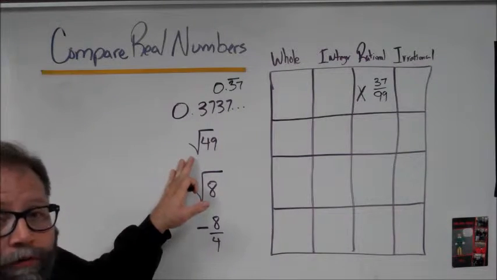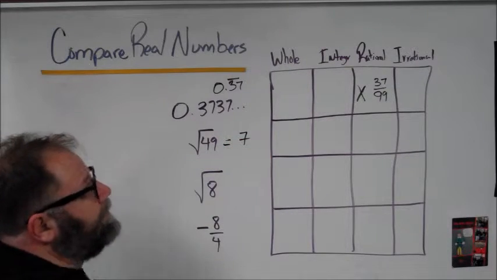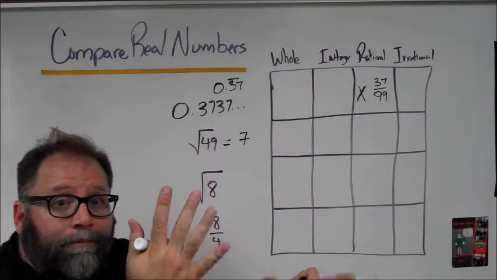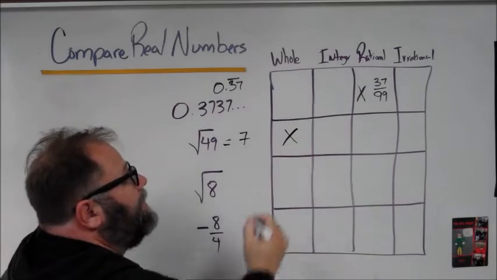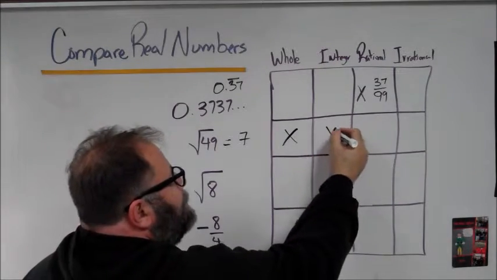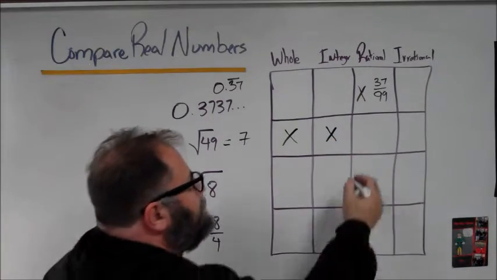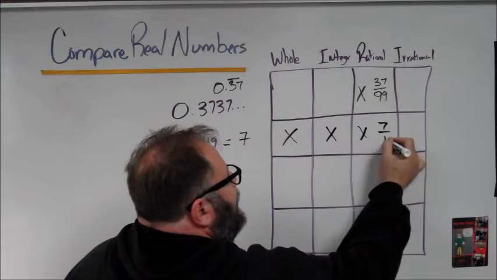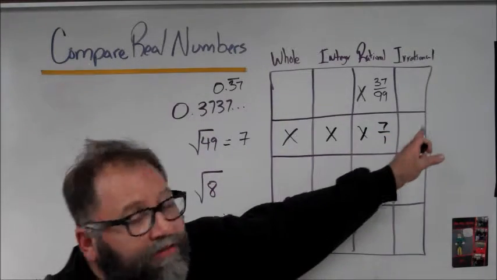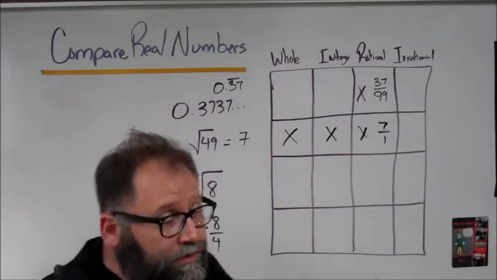How about the square root of 49? Well, the square root of 49 we know is equal to 7. Is 7 a whole number? Yes, it is. Is 7 an integer? Of course. If it's a whole number, it has to be an integer too. Is 7 a rational number? Of course it is, because we can write it as 7 over 1. Is 7 irrational? No. It can't be irrational if it's rational as well.